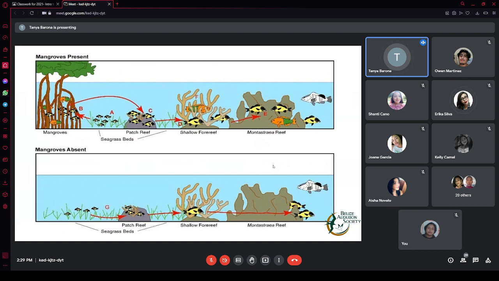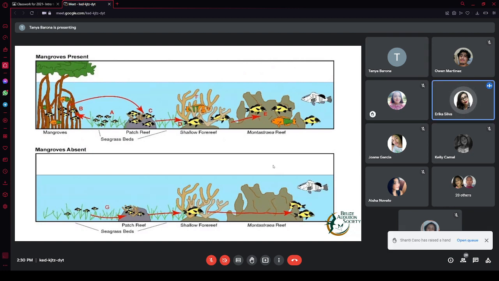So if we look at this slide, maybe I should ask somebody, is there anyone brave enough to explain this slide? It's very simple. It has two schematic diagrams, one with mangroves present and one with mangroves absent. Anybody? What do you guys see based on this image? All right, good. Go ahead, Shanti.